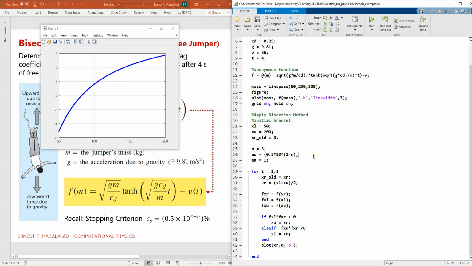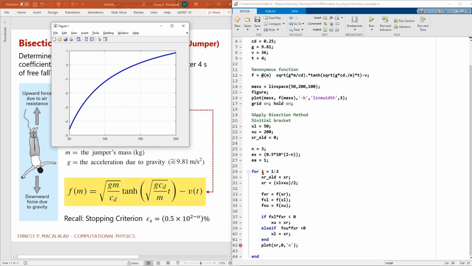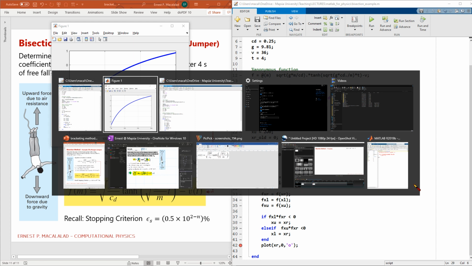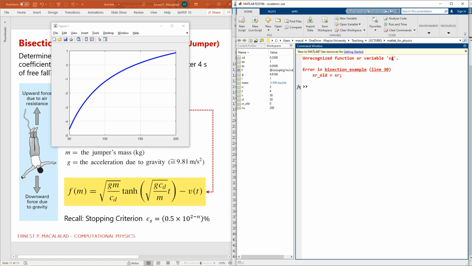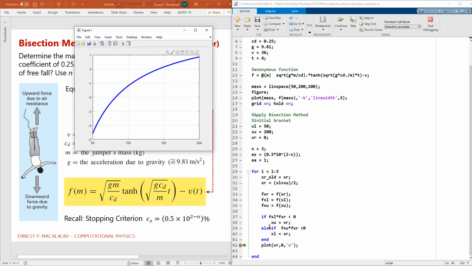Oh, there's a syntax error here. Okay, so there's an enclosed bracket here. Save, and then let's run. Okay, so for the first iteration, i equal to 1. Oh, there's an error. xr is not defined. Let's just put xr here. Okay, so let's run again. Okay, now we're good.